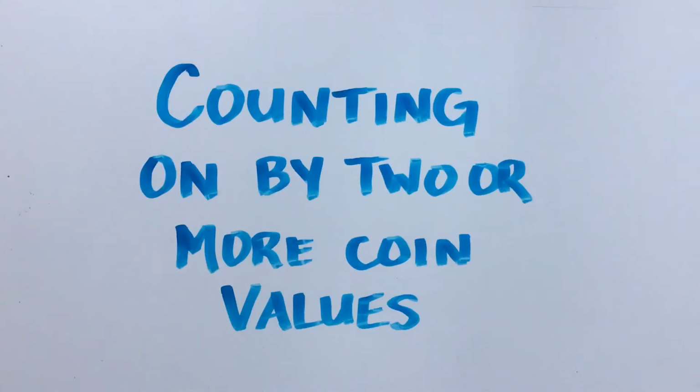Hi everyone, this lesson is called Counting On by Two or More Coin Values, and it goes along with pages 124 to 126 in your Jump Math 3.2 workbook. Okay, let's take a look.